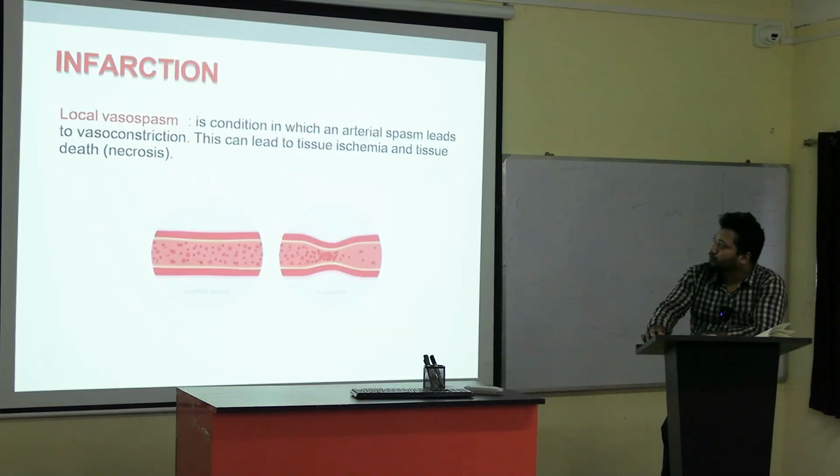Okay? This is the vasospasm. It is a condition in which an arterial spasm leads to vasoconstriction. This can lead to tissue ischemia and tissue death, necrosis. See, these are the RBCs which are flowing normally, but in vasoconstriction, when the vessel gets constricted, only a few RBCs get to move.